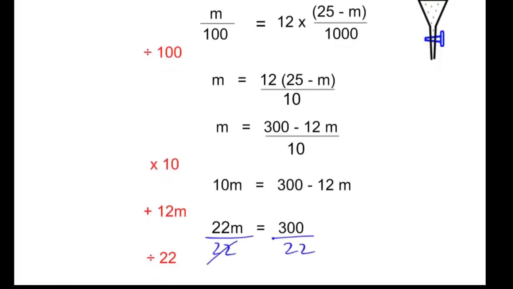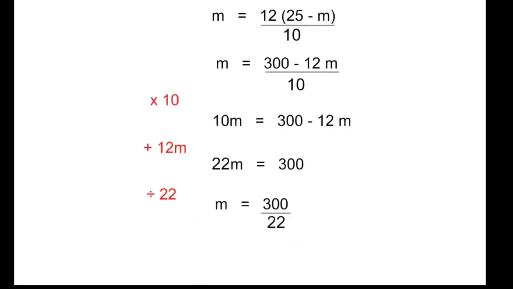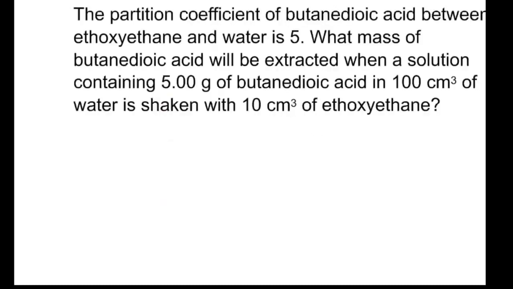I'm sure this is all easy for you, but just in case it isn't, showing you step by step what's done. And you end up then with m equals 300 over 22, which is 13.64 grams. And here's your next question to pause and have a go.